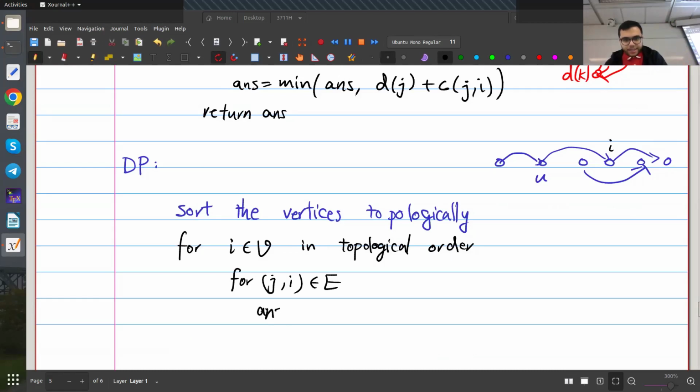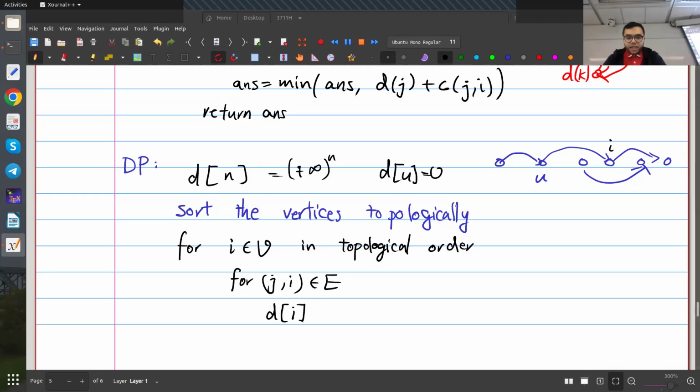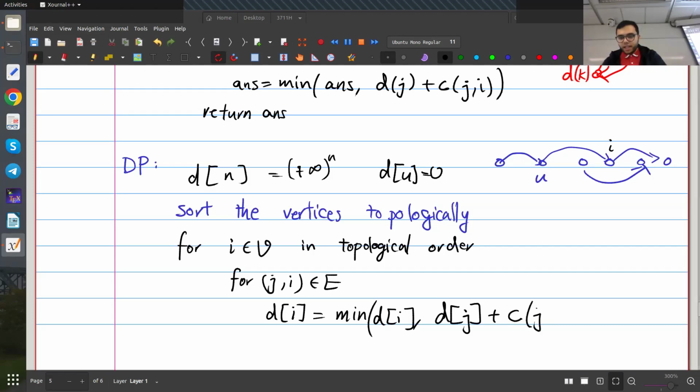say that the answer for I, or the distance to I, and now this is no longer a function, it's an array because I'm doing dynamic programming. So I have an array of distances. I just have an array D of, let's say, size n, and initially everything is just plus infinity. Okay, so all of the distances are plus infinity, except that the distance to U itself is 0. So when I want to find the distance to vertex I, this is the minimum of whatever distance I knew before, and the distance to vertex J plus the cost of the edge from J to I.